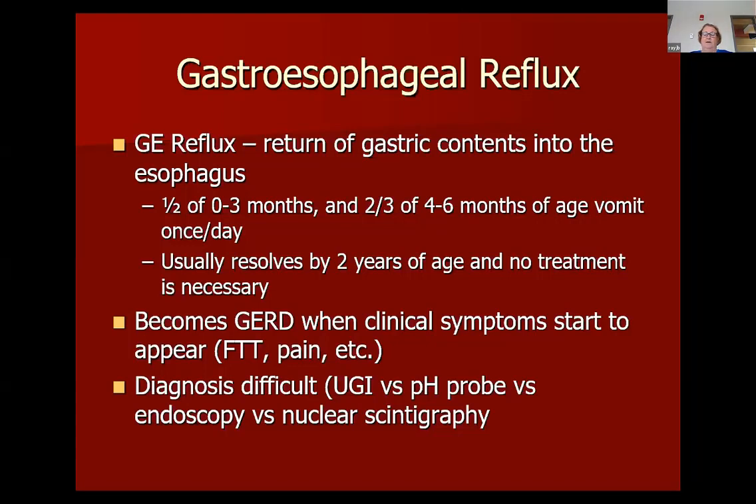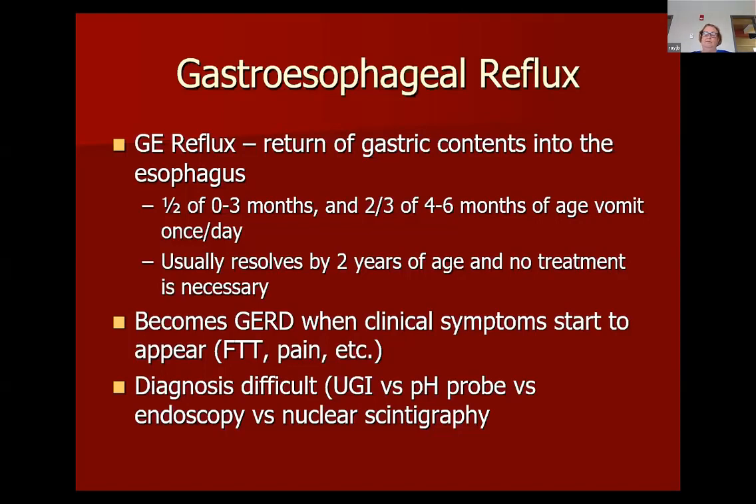We call it GERD, though, when the clinical symptoms start to appear. That's failure to thrive, pain. And how do we know when a baby's in pain? Usually they'll do some arching. They also will act like they have a lot of pain after, if they do vomit. Those are the ones we worry about, that they really are having some esophagitis-type burn after they vomit.